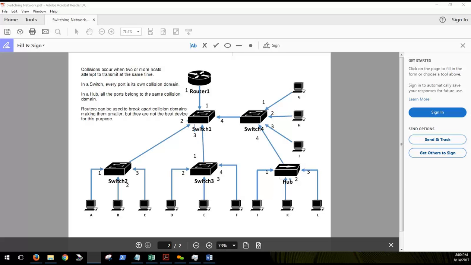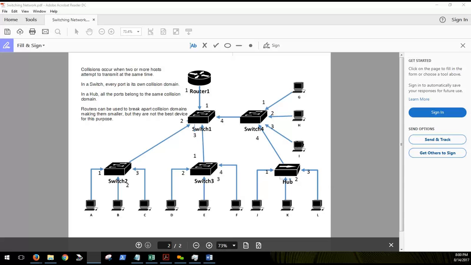Okay. Let's work through a problem. Notice I've got a hub here. How many collision domains are here with this hub? There is one collision domain.